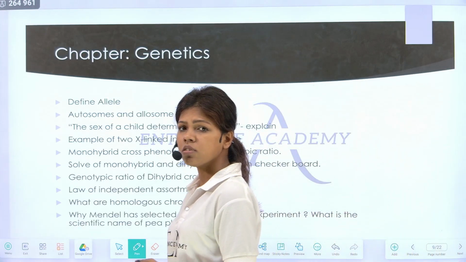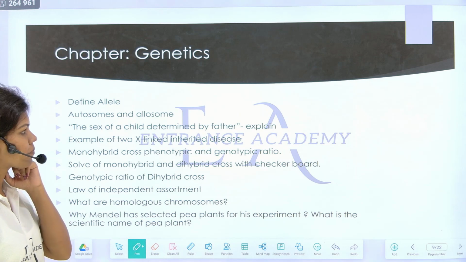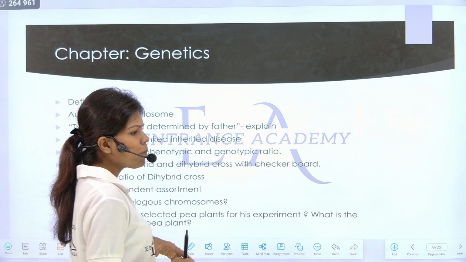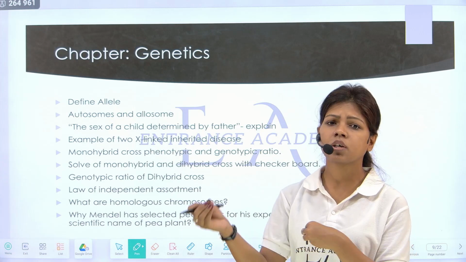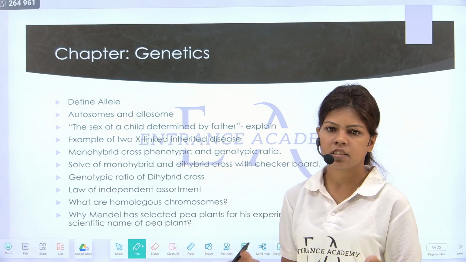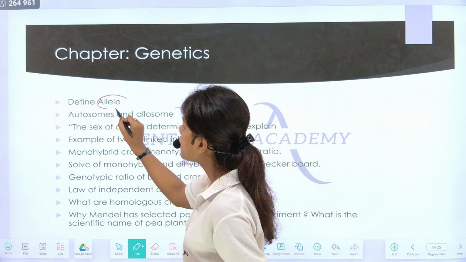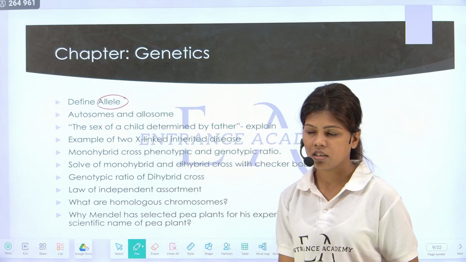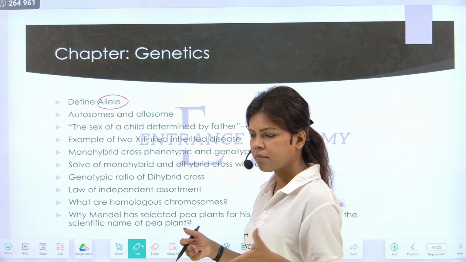Chapter number 2, genetics. Very important and scoring chapter. First of all, some numerical part you can get from this chapter, like solving of the cross, the ratios of the monohybrid and dihybrid crosses. So first question from this chapter, define allele. What is allele and what is the difference between a gene and allele?